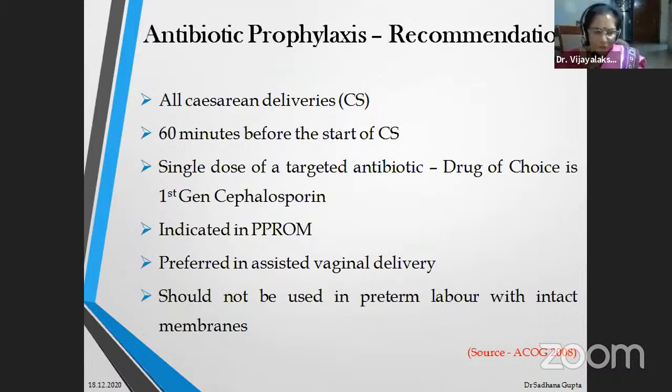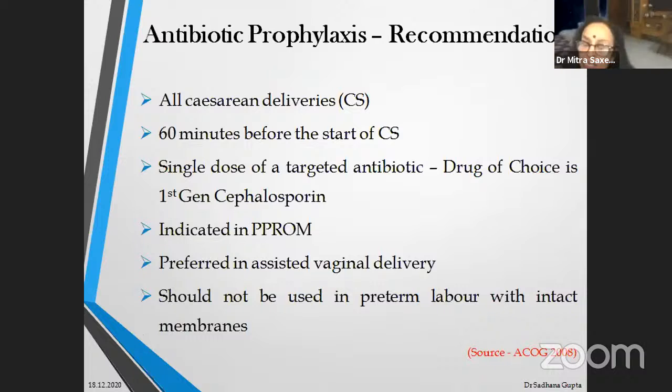Can I just add something? So now the protocol has shifted to giving it within 1 hour of the incision. The body should be flooded with the antibiotic at that time. The peak should be there at the time of the incision. Yes. So we need to change this practice. I think that's why you highlighted it.